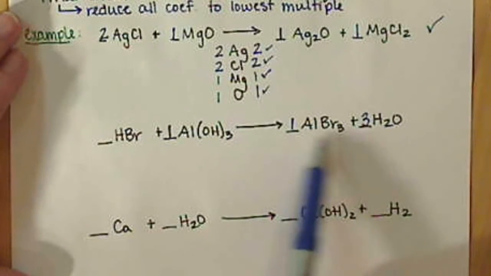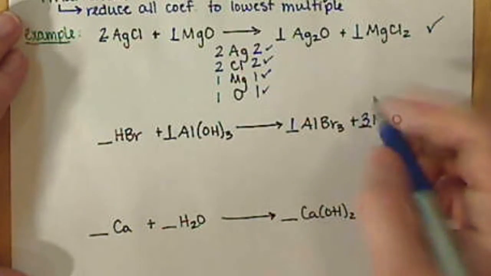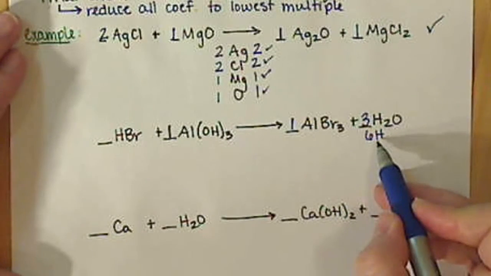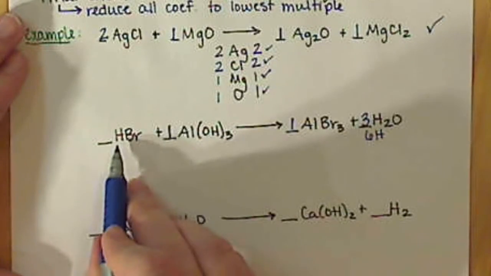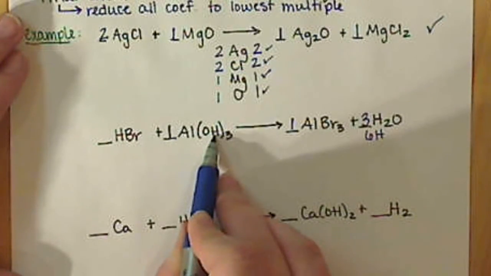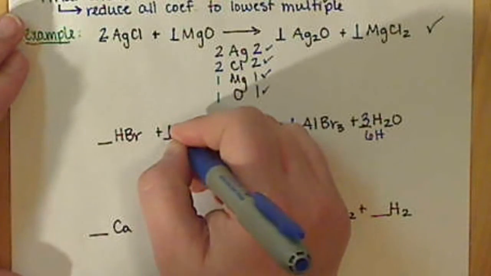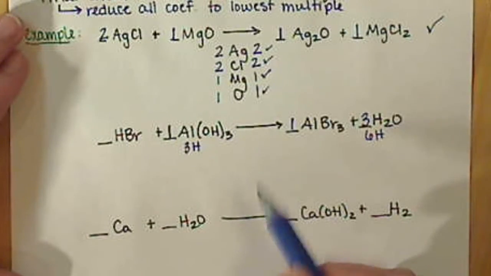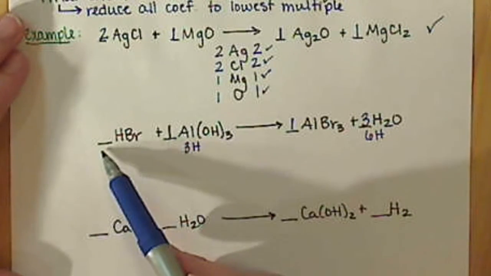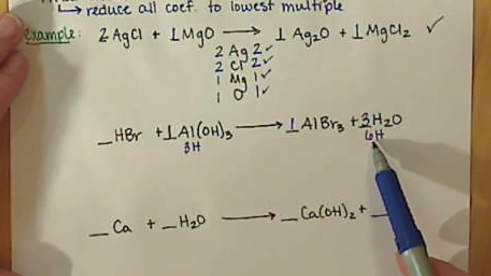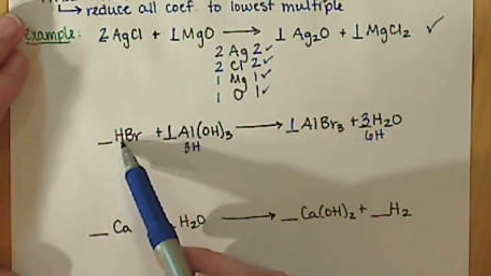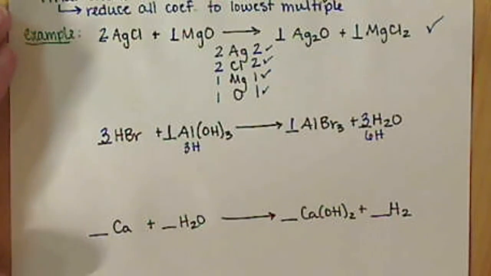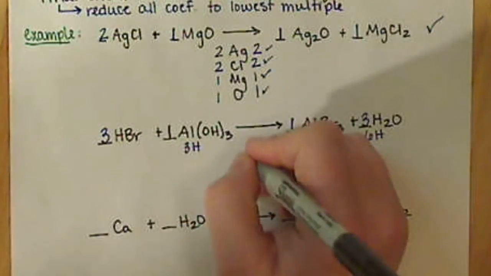So over on the right-hand side, our product side, we have 6 hydrogen from our water. In our reactants, remember we're getting hydrogen from 2 different places. We're going to get 3 of those hydrogens from our aluminum hydroxide. So the remaining 3, in order to get a total of 6, has to come from hydrogen bromide. So we have a 3 out in front. We'll do our final check.